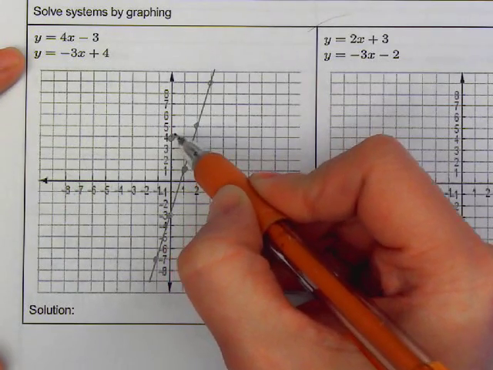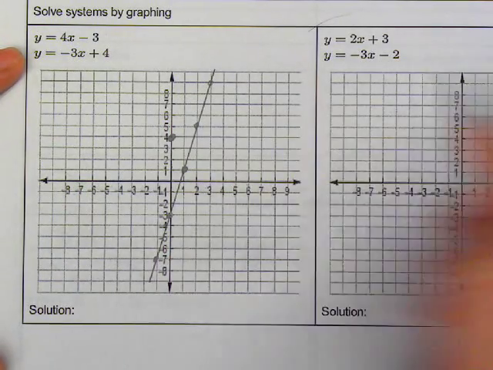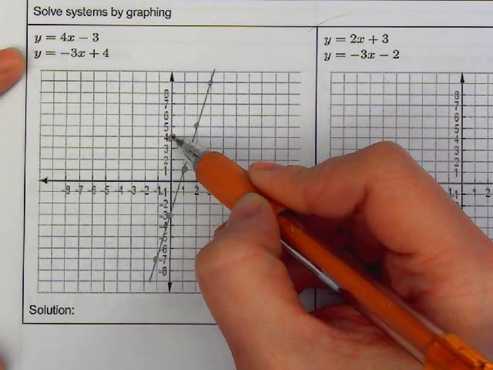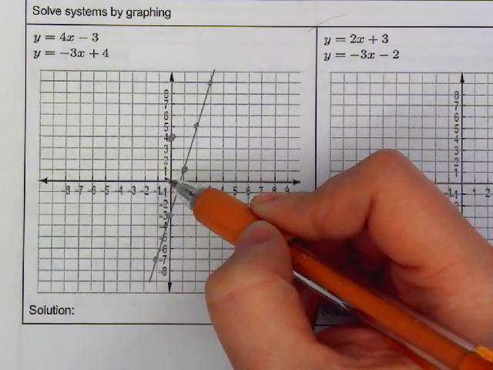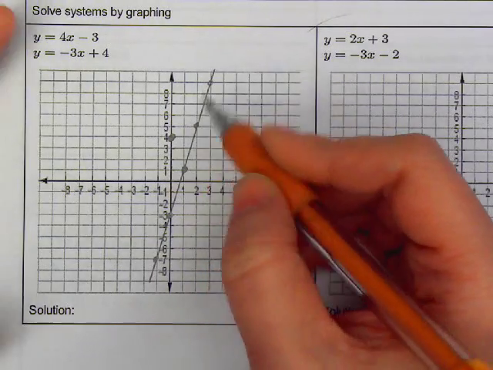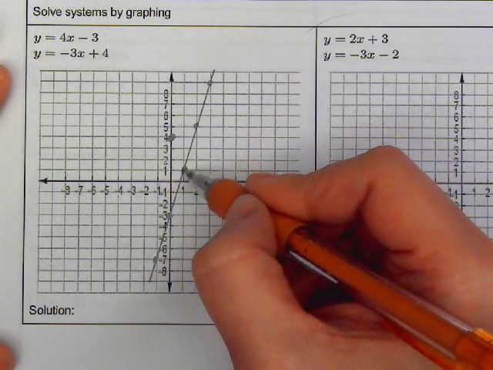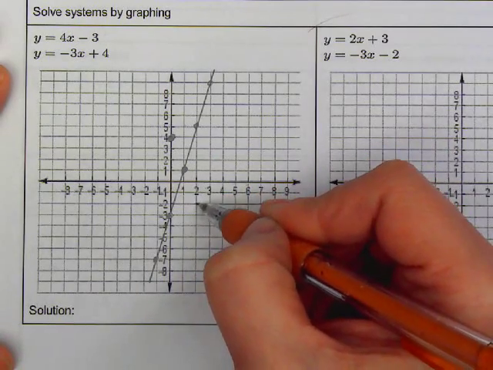Once you do that, you can make your lines. It crosses at 1, 1. So what's your solution? 1, 1. So that is solving a system by graphing.